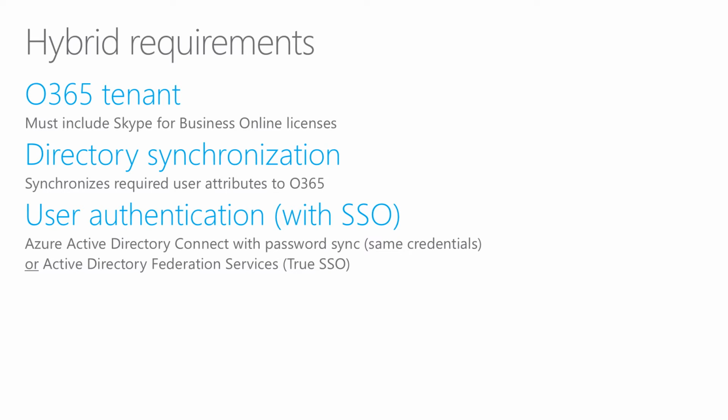Now on a more generic aspect, the requirements for doing hybrid: you need an Office 365 tenant that must include Skype for Business Online licenses. You need any supported directory synchronization, and it's required to synchronize the user attributes to Office 365. And if in any case you need a single sign-on experience for user authentication, then you will need Azure Active Directory Connect with password sync, and then it will be the same credential on premises and online, or use Active Directory Federation Services, ADFS, for true single sign-on.